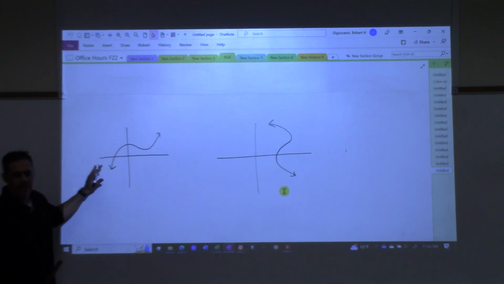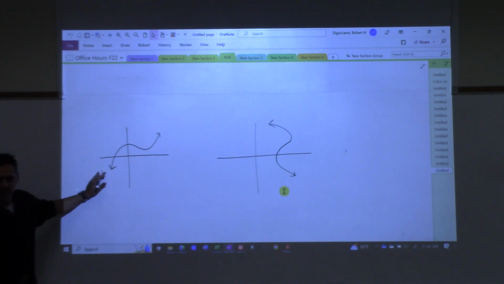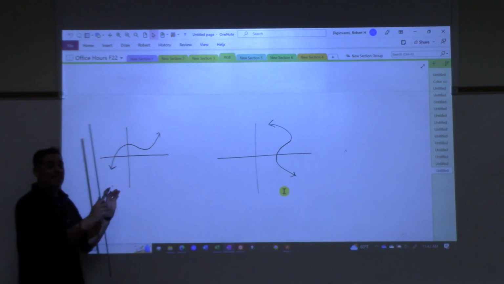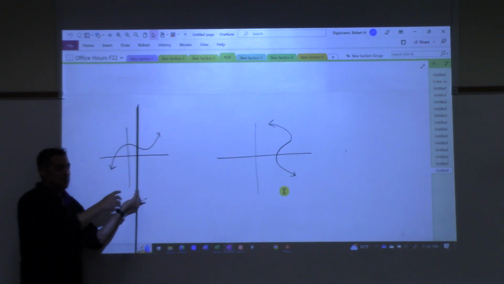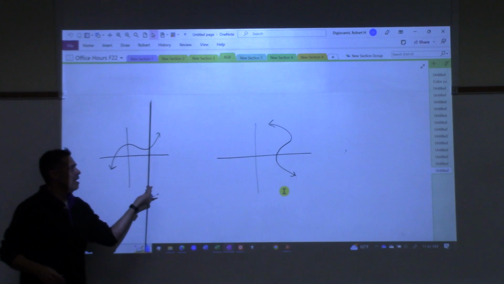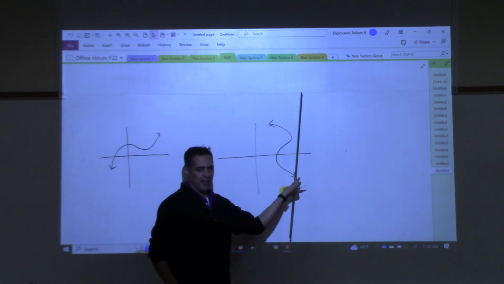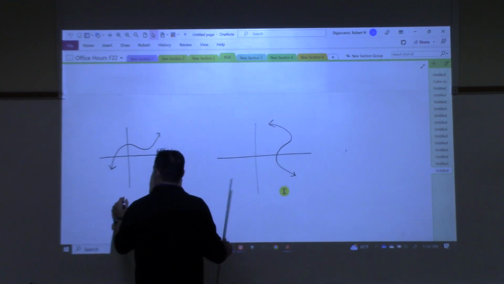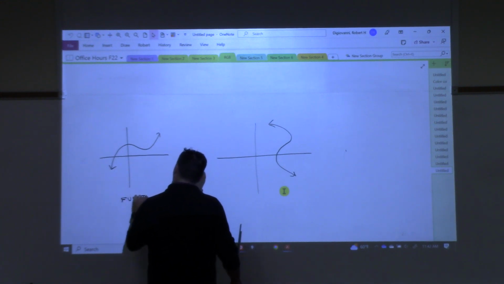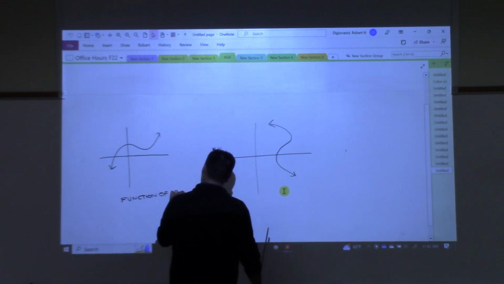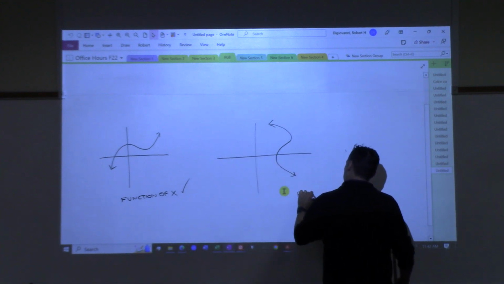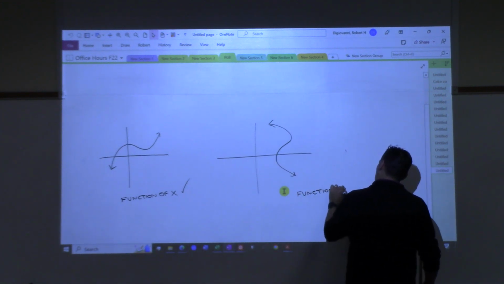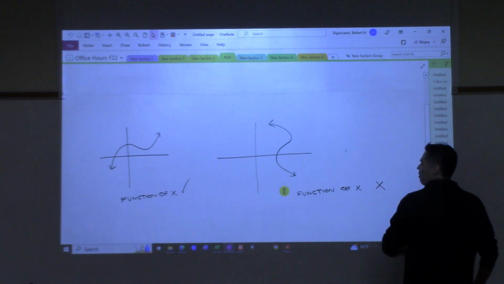But there's actually more to it than that. This right here is not a function of x. Scratch what I said. This is a function of x because it passes the vertical line test, right? This is not a function of x because it fails the vertical line test. So I'm going to put here function of x, yes. Function of x, no, right?